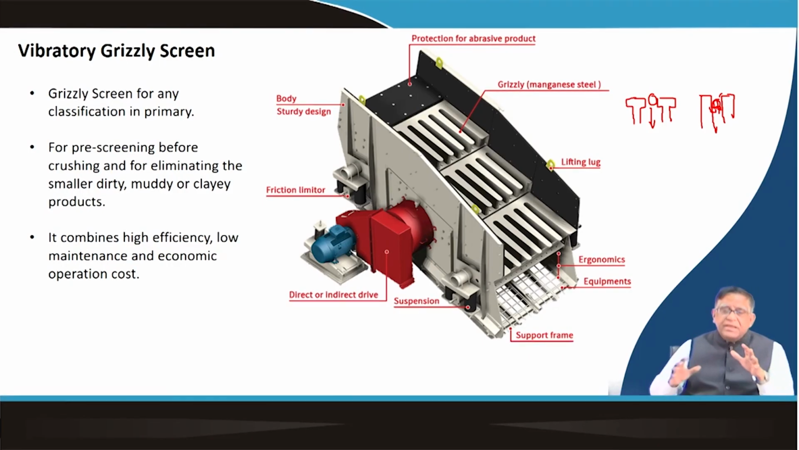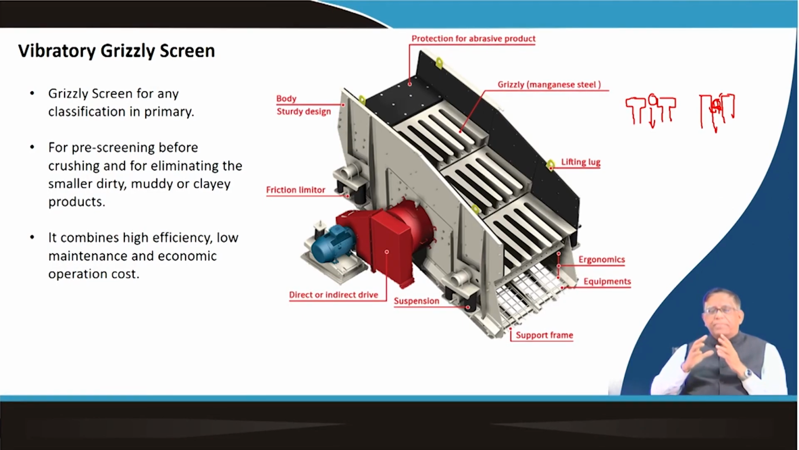So, normally where you use a grizzly, you use it before the crushing, that means the big particles which need to be crushed as per the crusher's requirement, only those will go to the crusher. The undersize can be given to your feed and they can join after the crushing. If you remember, we said this in our crushing over there.